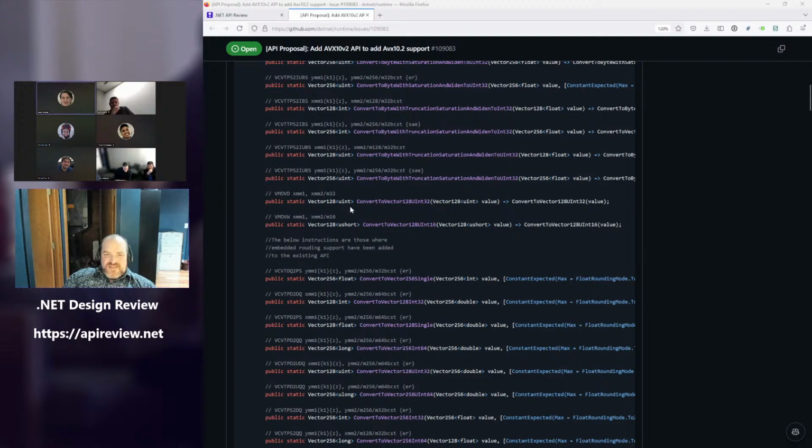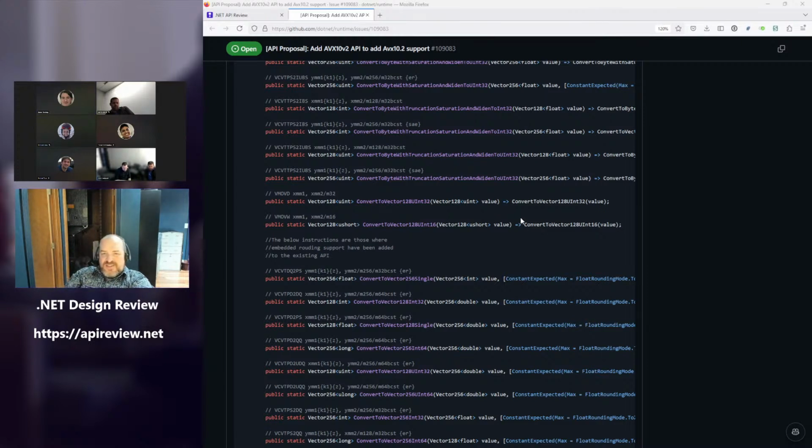Maybe a better name would be convert scalar, because nothing in the name here, vector, tells me it's actually doing 128 and 32. Convert scalar would be the modifier I would think we could add.